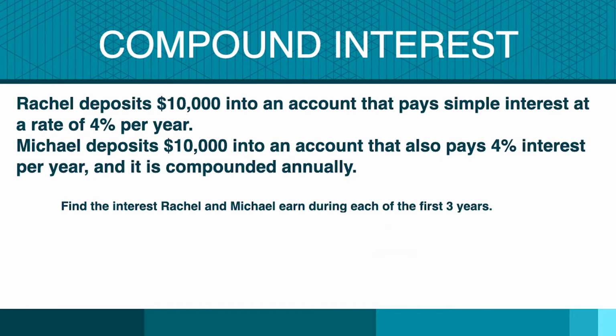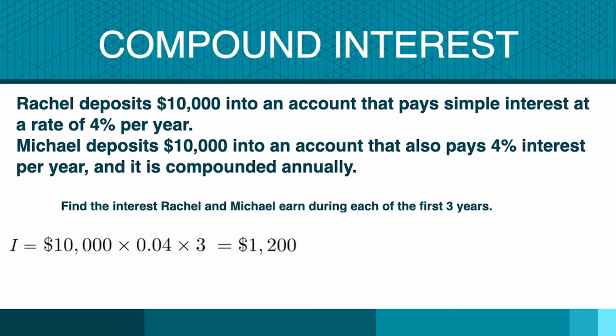Take a moment to read the following word problem. Use the formula for simple interest to find the interest amount Rachel earned. After converting the interest rate to a decimal, substitute the values into the simple interest formula. Interest equals $10,000 times 4/100ths times 3. Thus, the interest that Rachel earned is $1,200.